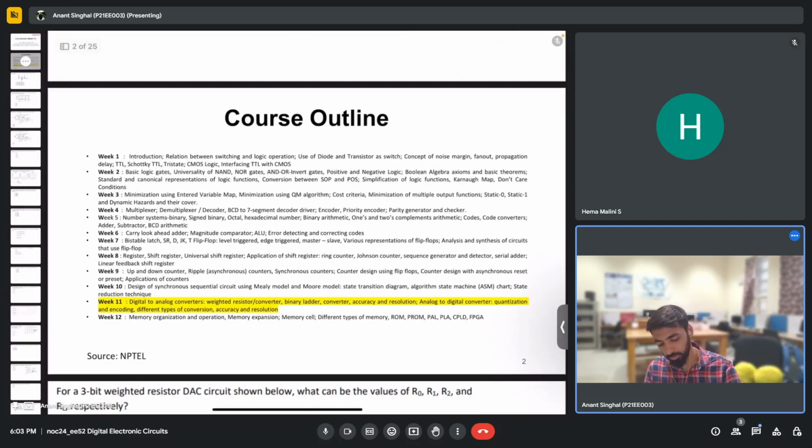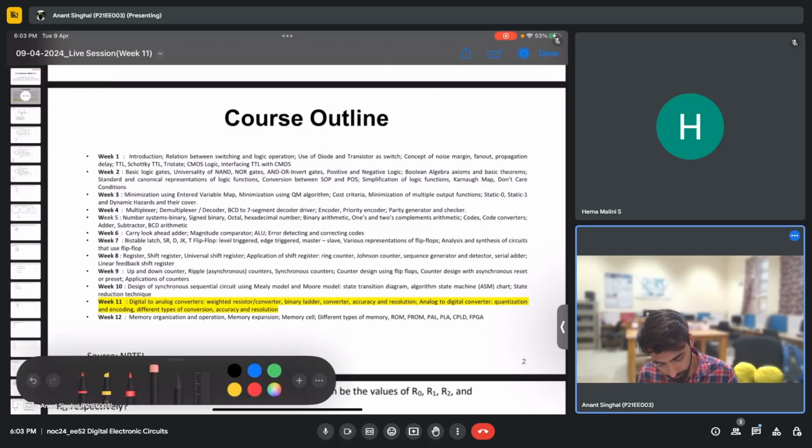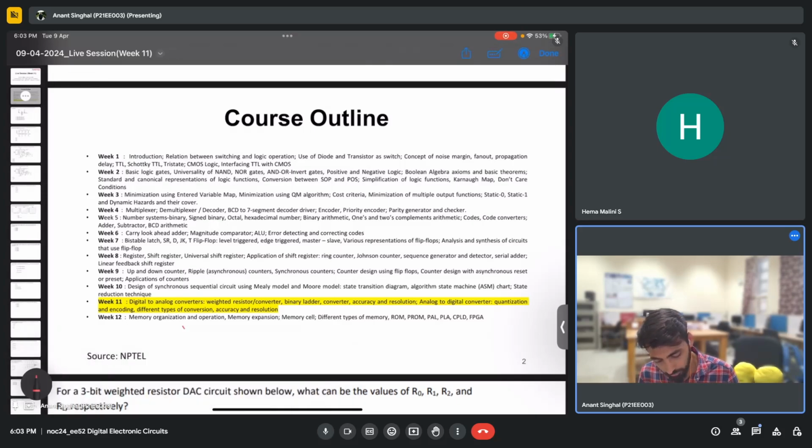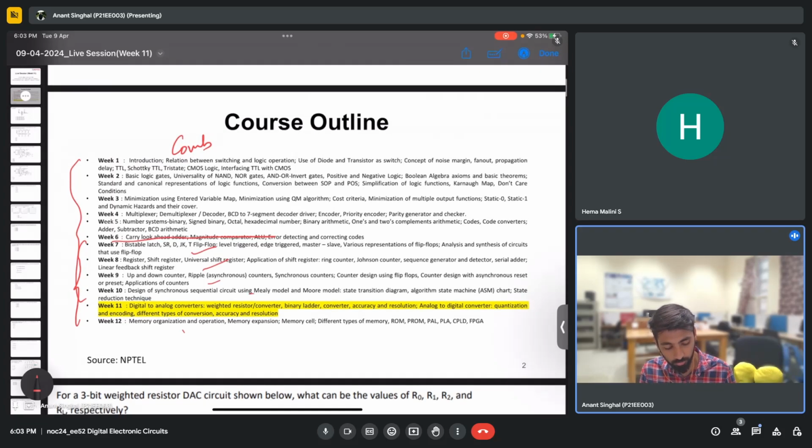In the initial 10 weeks, we have almost covered each and every sequential circuit and combinational circuit. For the first 6 weeks, we covered all the combinational circuits. Then we started the important part of this course, the sequential part, and we covered all the flip-flops, registers, counters, etc. And in the last week, we also covered some of the Mealy and Moore models that basically constitute all the sequential circuits.